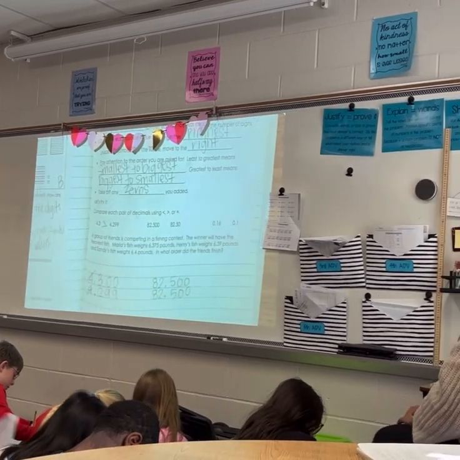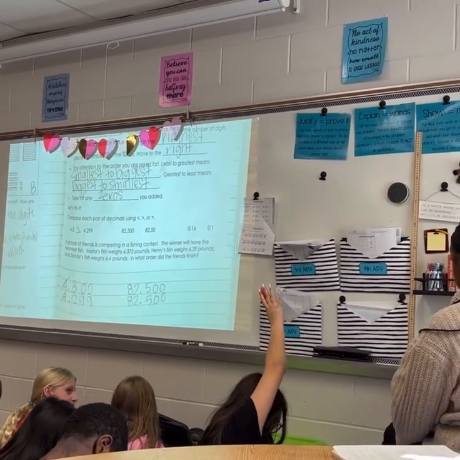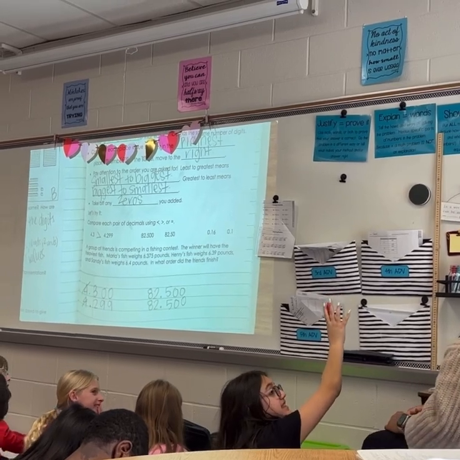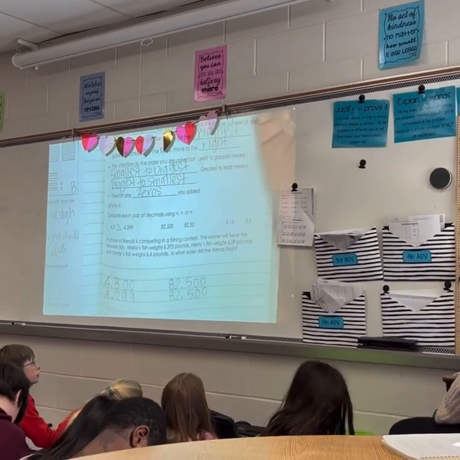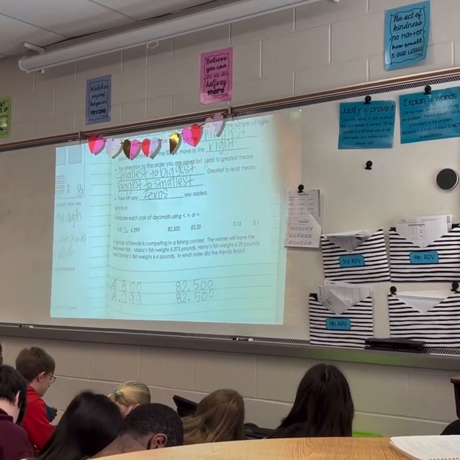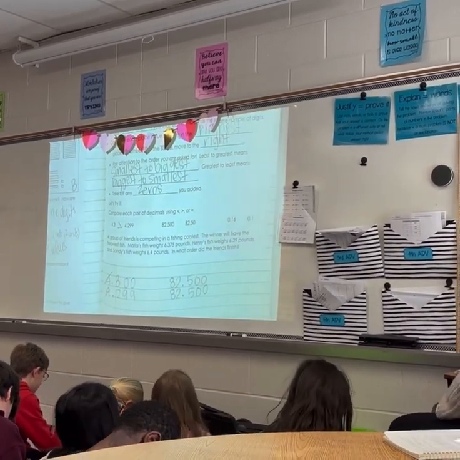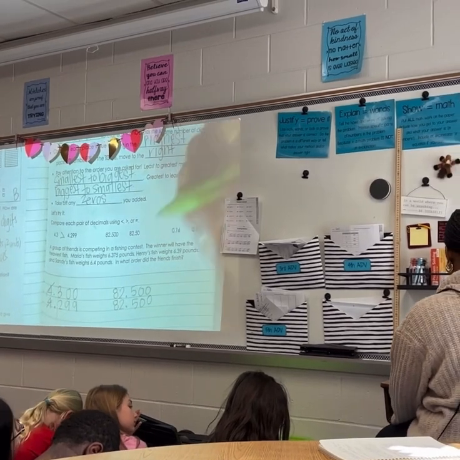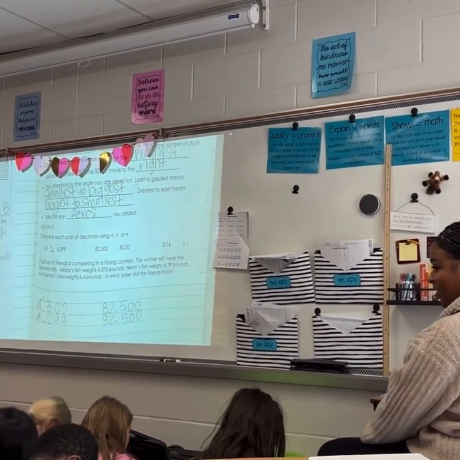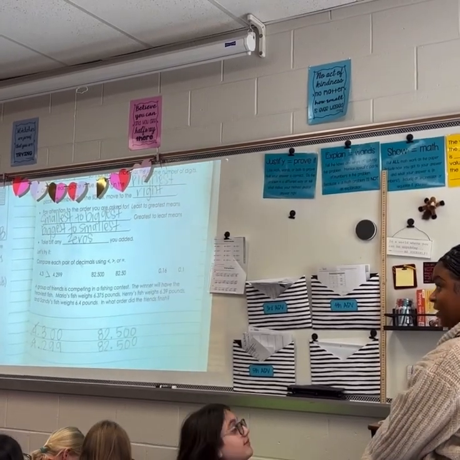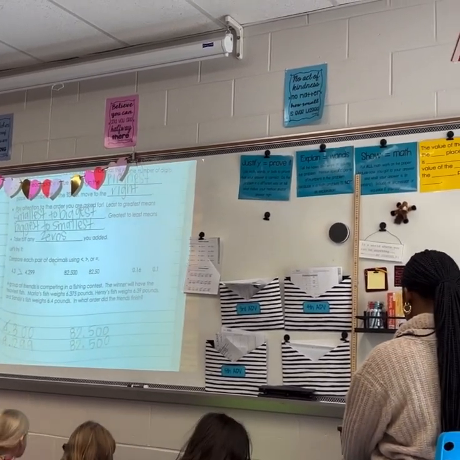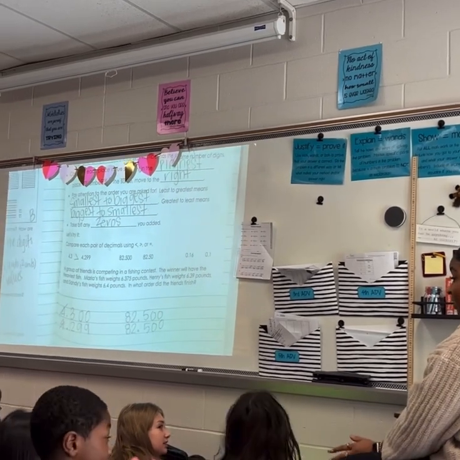Where are we going to start? In what place? Okay. And what do we notice about it? So where do we move? To the ones place. What do we notice about the ones place? They're the same. So where do we go? The tenths place. What do we notice? The same. So where do we move? What do we notice? They're the same.